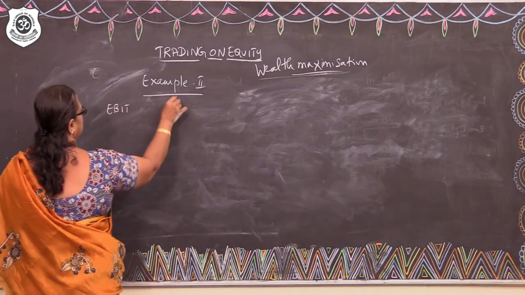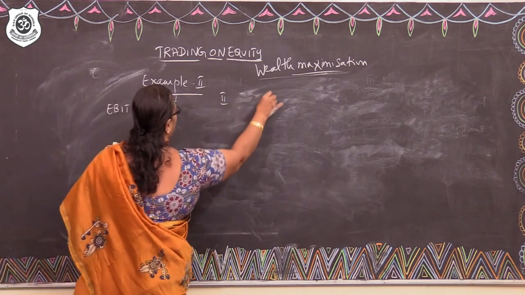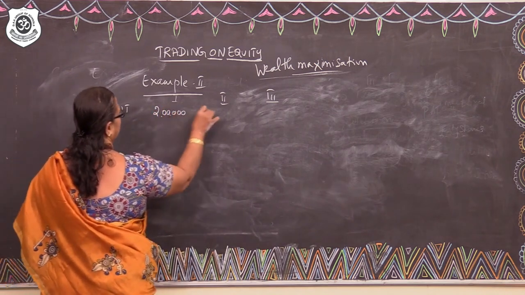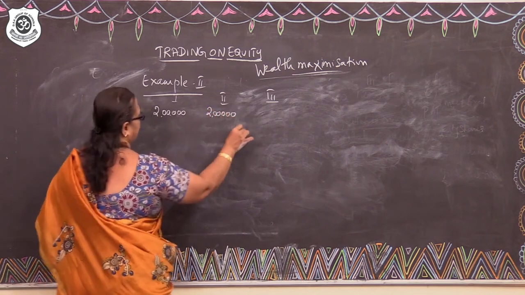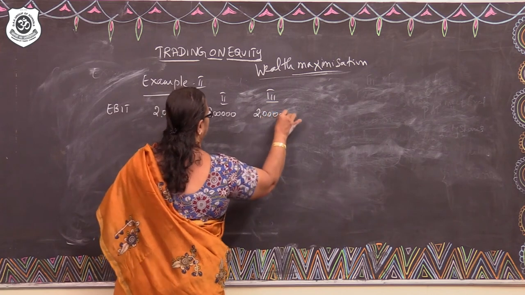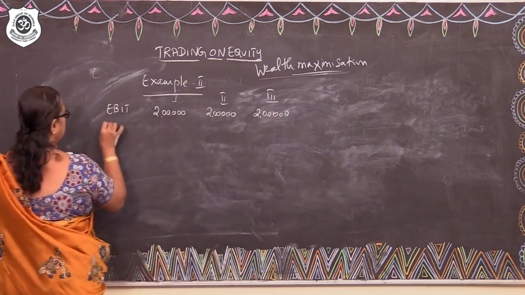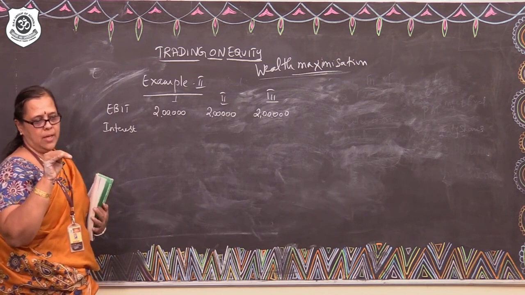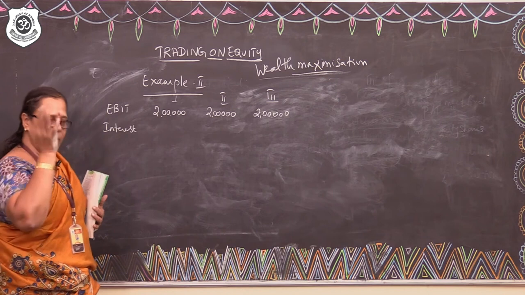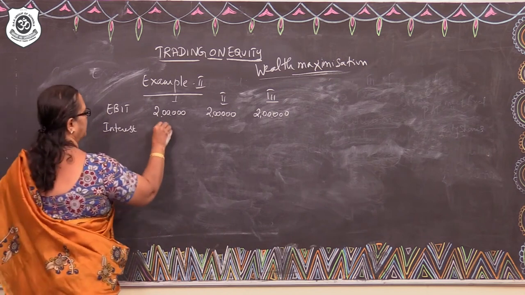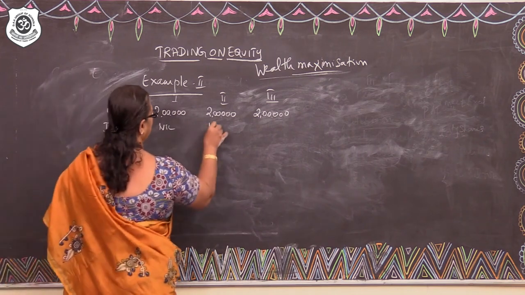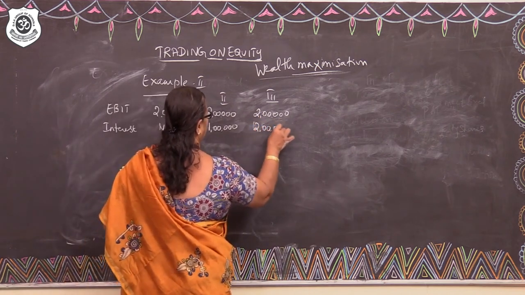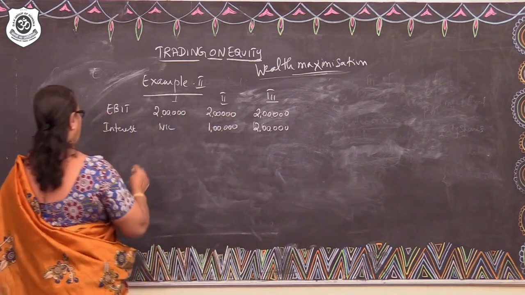Earnings before interest and tax in situation 1, 2 and 3 is 2 lakh rupees. See, in the previous example we had profit of 4 lakhs, but now profit is reduced by 50%. So going back to the same example, the interest component in the first case is nil. In the second case it is 1 lakh and in the third case it is 2 lakhs.